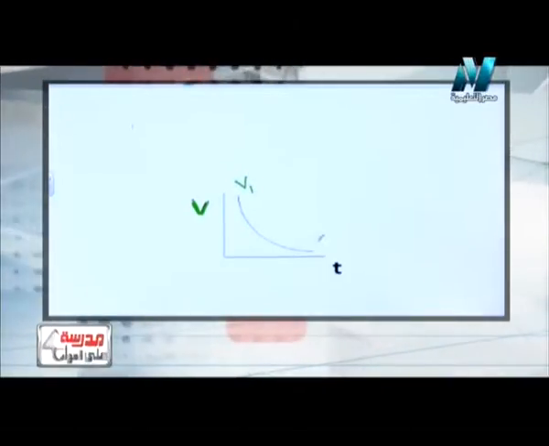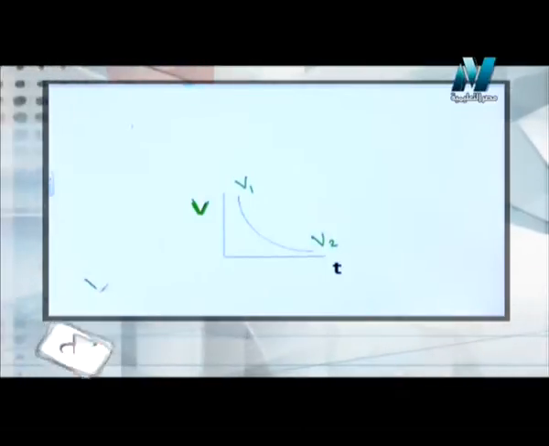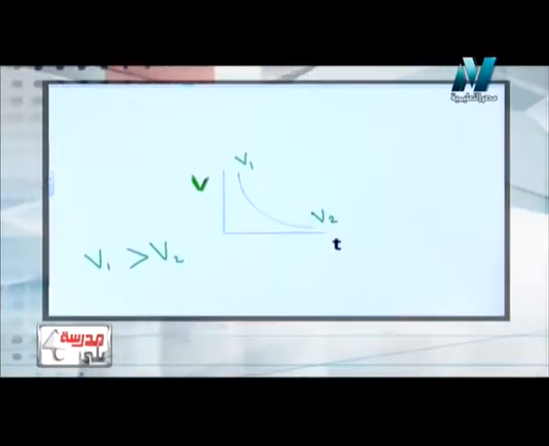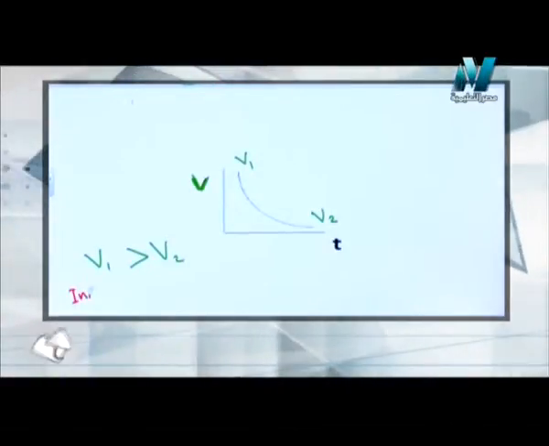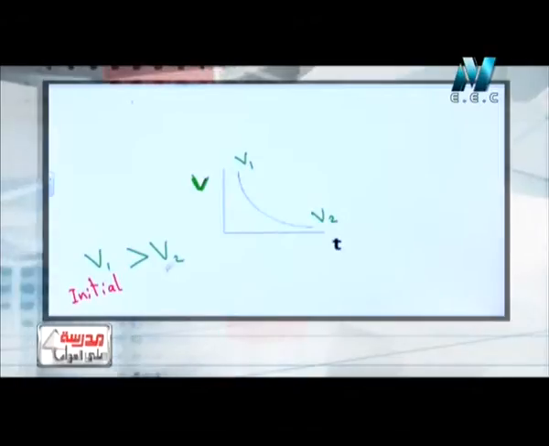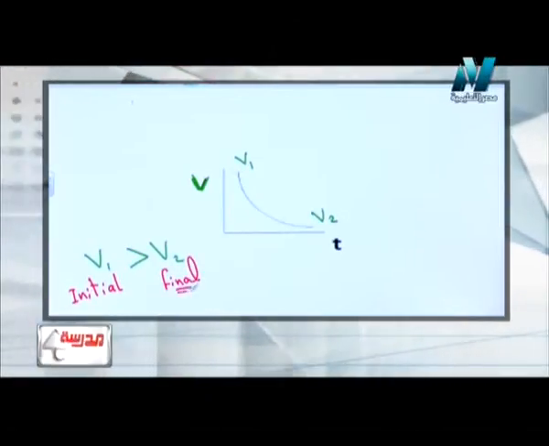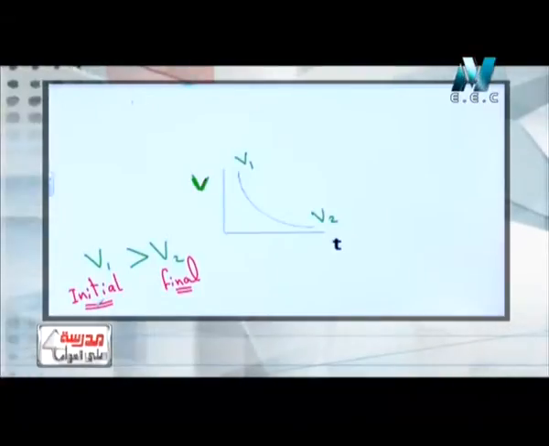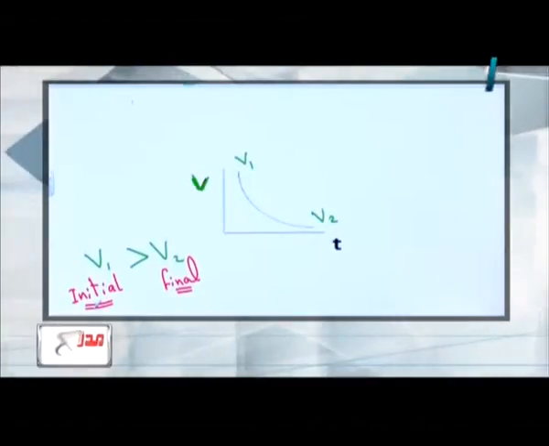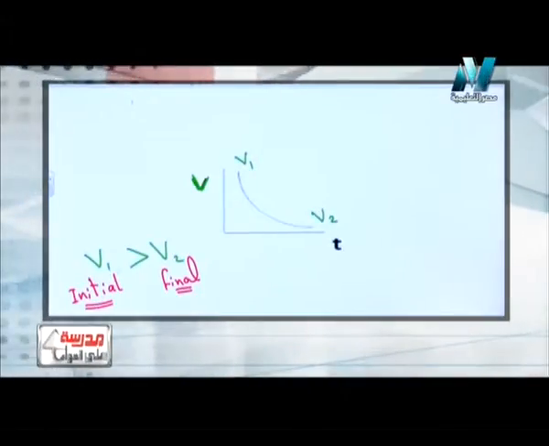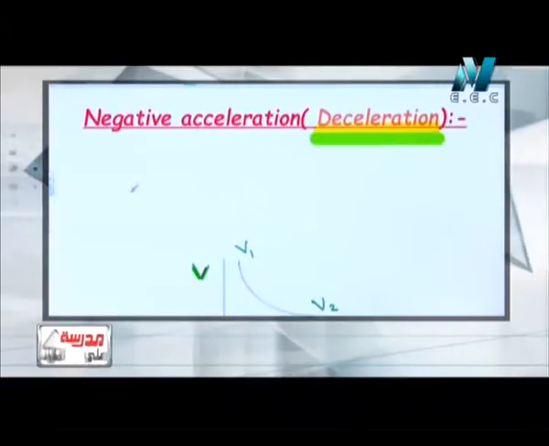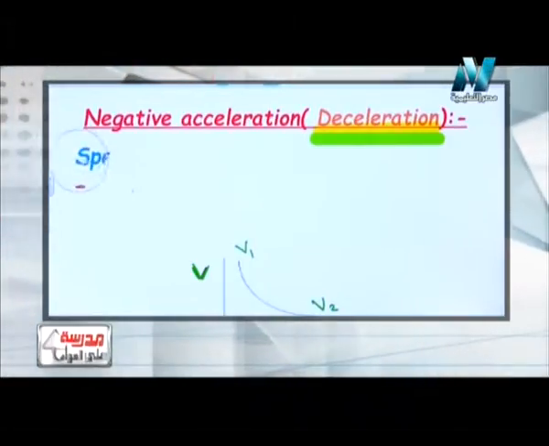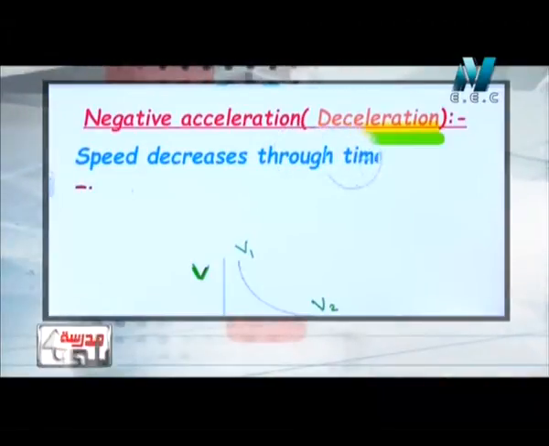So V1 is greater than V2, and we know V1 is the initial speed and V2 is the final speed. The final speed is lower because the driver used the brakes, or moved in dust or in mud, so the speed decreases through the time unit. So here we talk about negative acceleration. We can define negative acceleration as speed that decreases through time unit.